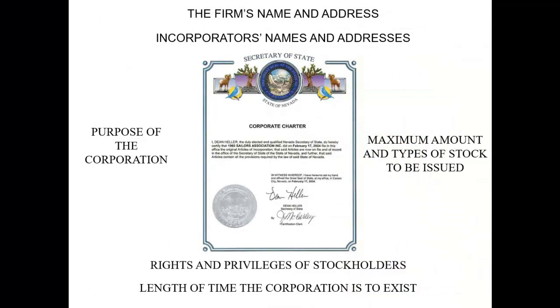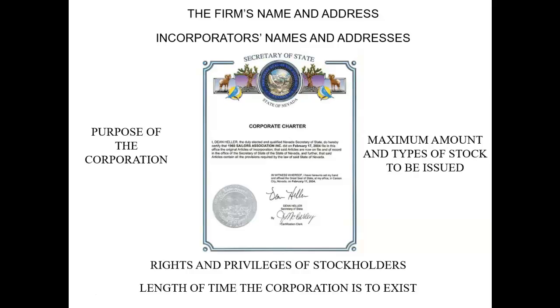Now, let's take a look at the corporate charter. Once a home state has been chosen for the incorporation process, the incorporators must submit articles of incorporation to the Secretary of State of that state. You'll also hear the corporate charter referred to as the Articles of Incorporation. And it's simply a contract between the corporation and the state in which that state recognizes the formation of the artificial person that is the corporation.